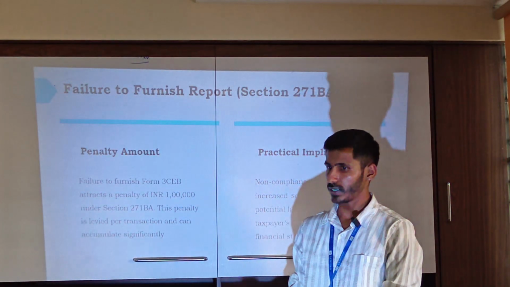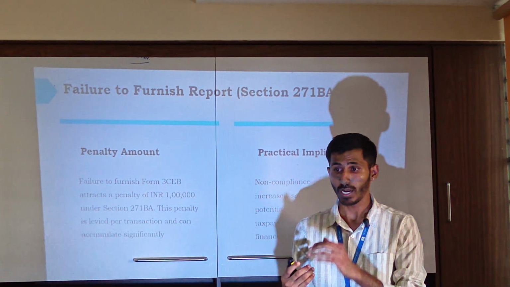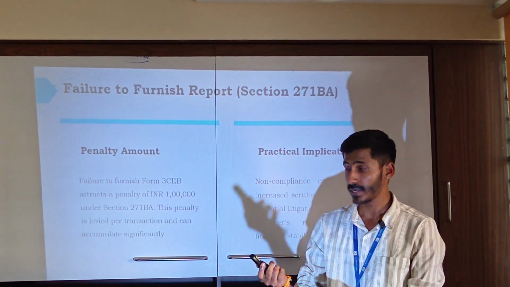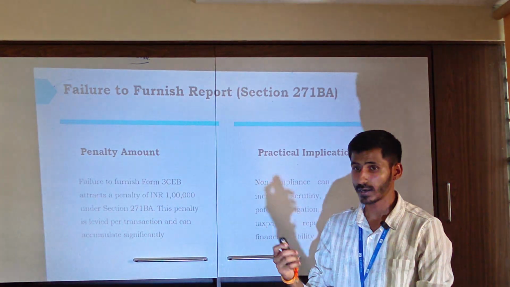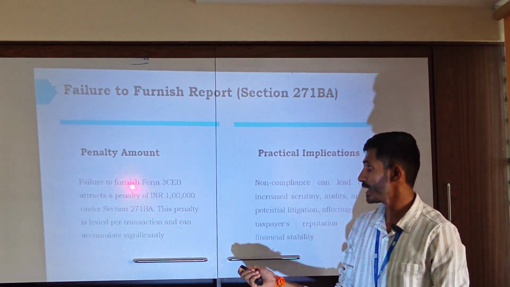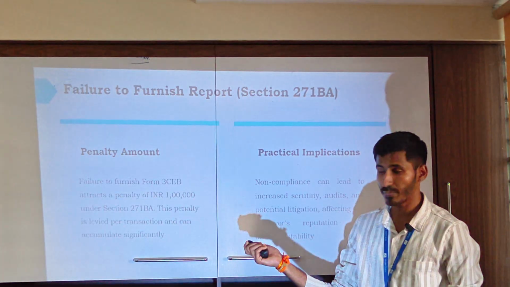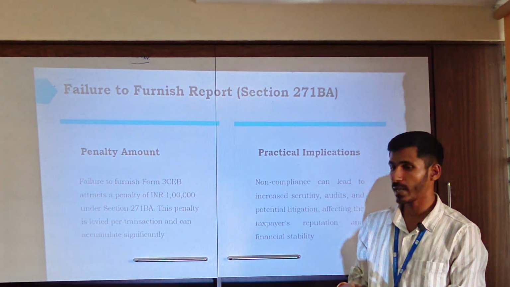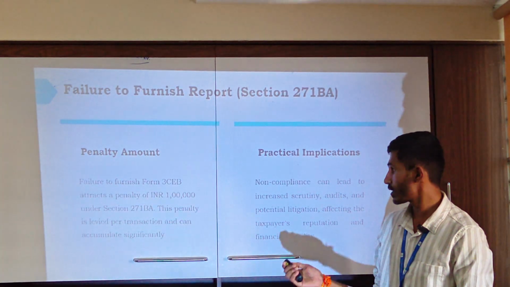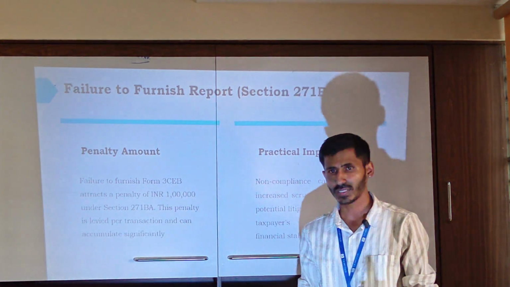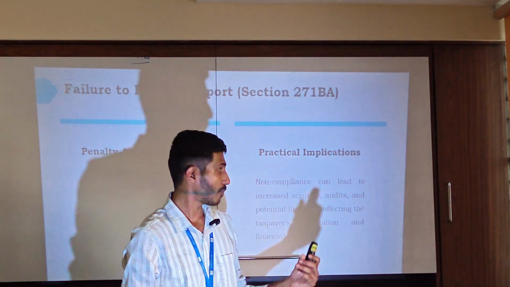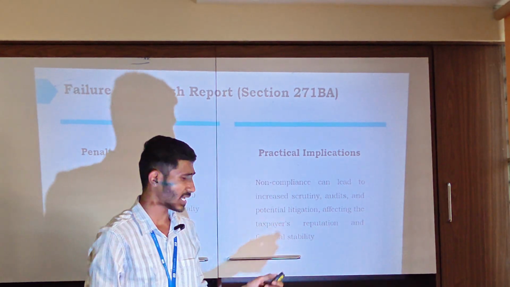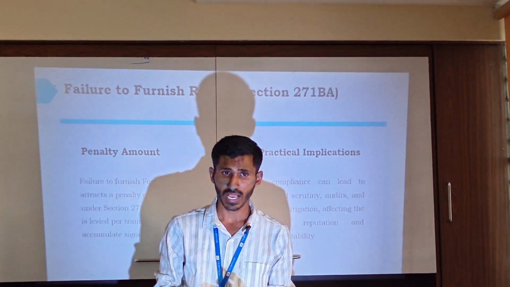Now, penalty for non-compliance. As we have seen in transfer pricing reports, how to arrive at the arm's length price and what are the forms to be filed. Now, failure to furnish report. Like we have not furnished the report only. Penalty amount. Failure to furnish Form 3CB, transfer pricing report, will attract a penalty of 1 lakh rupees under section 271BA. This penalty can be levied per transaction also. It can accumulate significantly. Practical implication. Non-compliance means non-filing of Form 3CB can lead to increased scrutiny, audits and potential litigation affecting the taxpayer's reputation and financial stability.